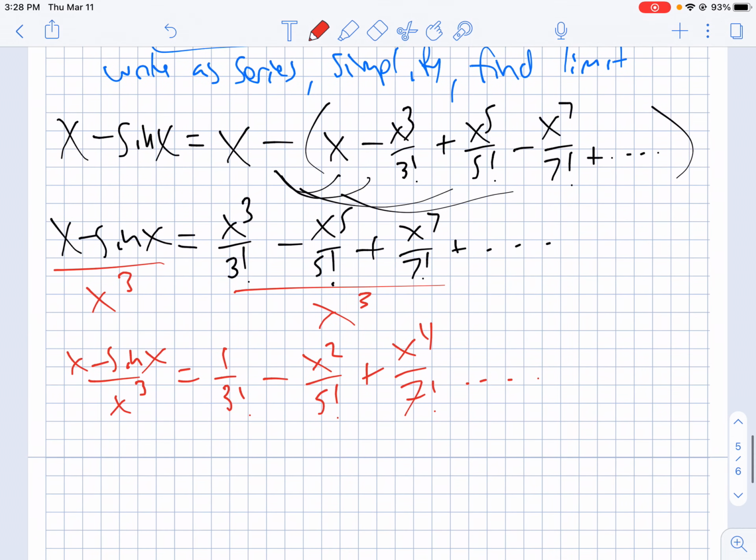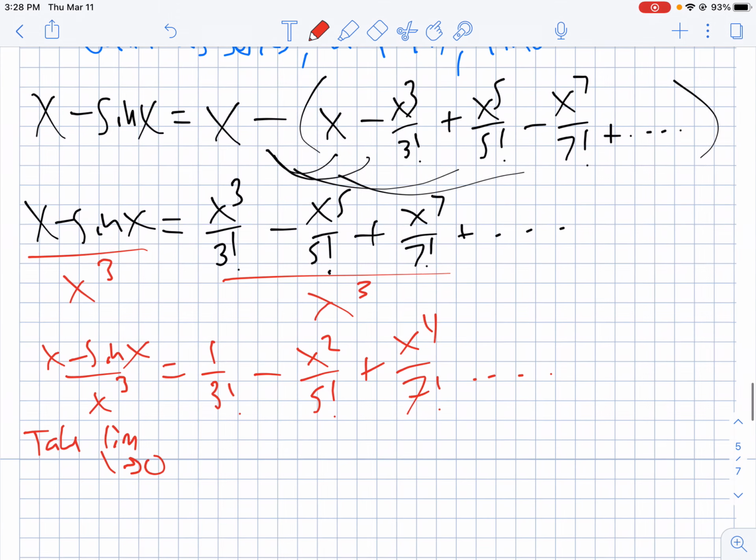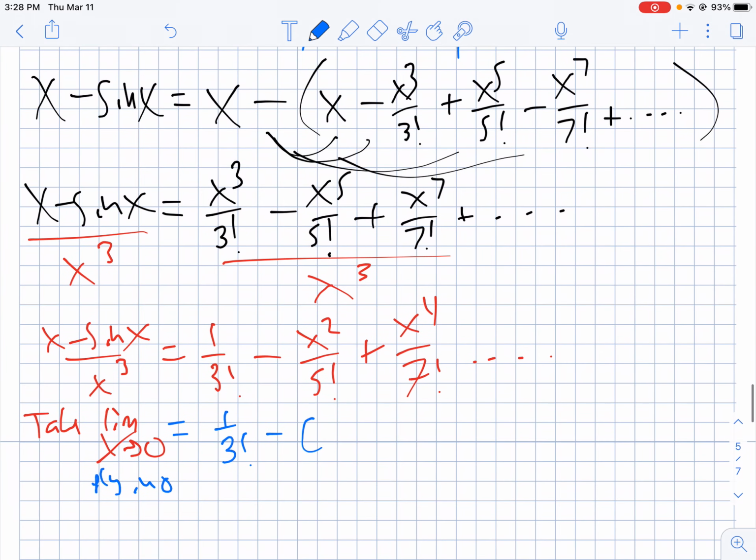Now that I've written the inside as a series, I'm going to take the limit as x goes to 0. But the beauty is there's no real magic tricks here. You're just plugging in x equals 0. So when you plug in 0, look what's going to happen. The first one becomes 1 over 3 factorial, and then you get minus 0 plus, and every other term has an x. So when you plug in x equals 0, every other term goes to 0. So the only term that didn't end up being 0 is 1 over 3 factorial, or 1/6, if you will. Okay, beautiful. So that's how you can use series to help you find a limit that's a little gnarly.